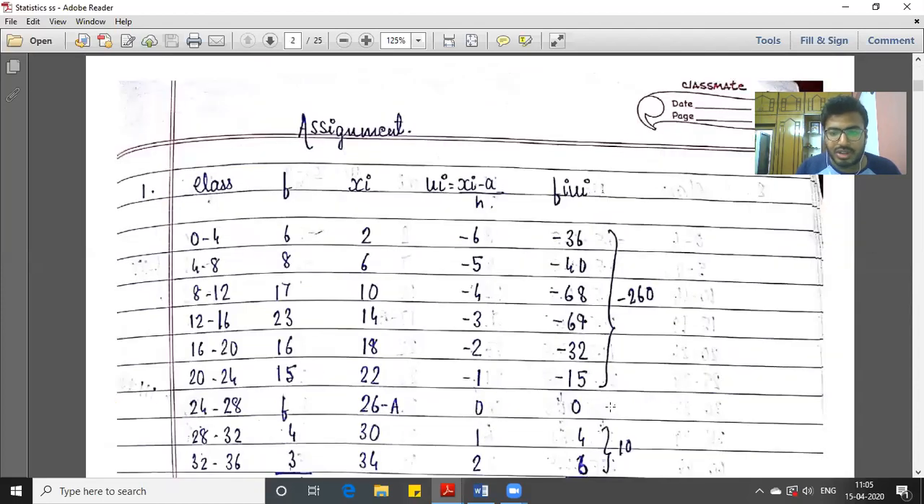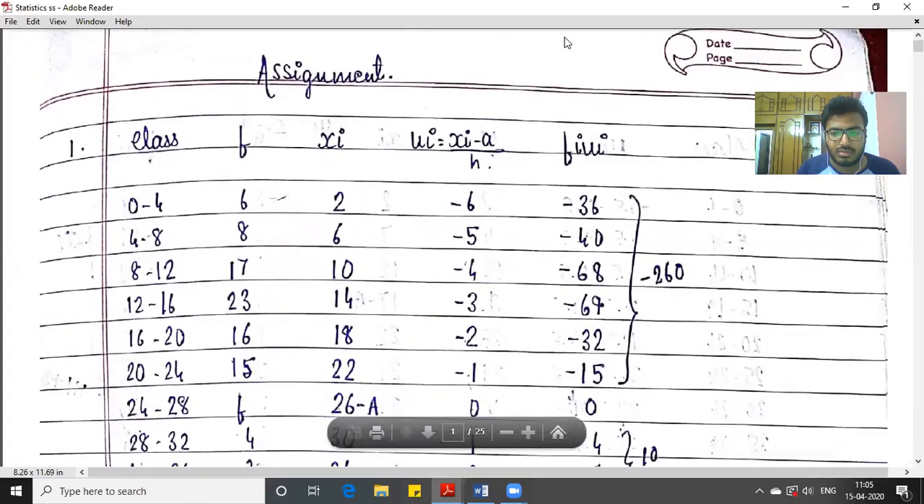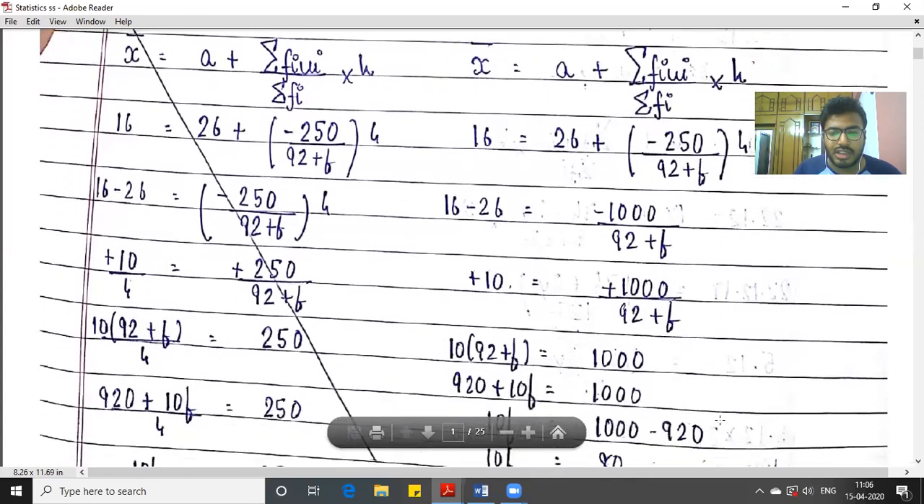Now how to calculate this f? Look here, whenever you have to calculate f, the first thing is to take the assumed mean to the left hand side. So +26 going to the other side becomes -26. So 16 minus 26 will be -10. And here 250 into 4 will be -1000, and 92 plus f is here. Here there is a minus and here also a minus, so the minus and minus cancel, and it becomes plus. So 10 is equal to 1000 upon 92 plus f. Now this 92 plus f goes upward.